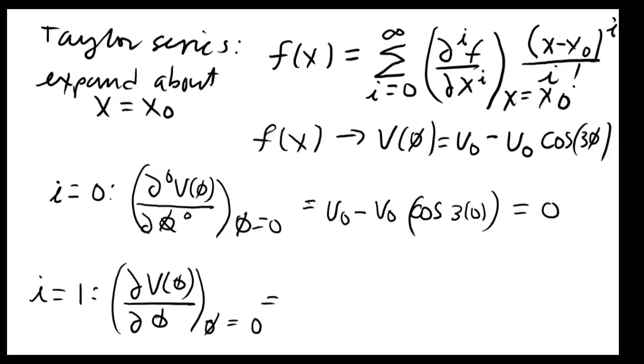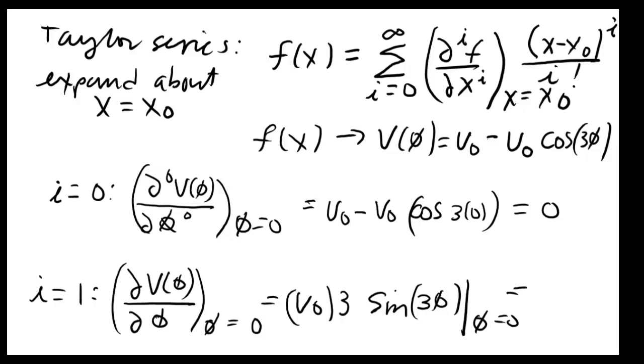This term, the derivative of cosine, is minus the sine, so this comes out to be just V0 times 3 times minus sine, but there's a minus sign here, so a minus minus will give this a plus, sine of 3 phi. And again, we're going to evaluate this at phi equals 0. The sine of 0 is 0, so wow, that's kind of cool. So the first two terms in the Taylor series expansion of our function are just 0.